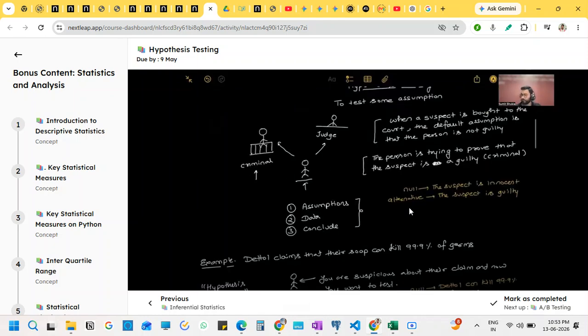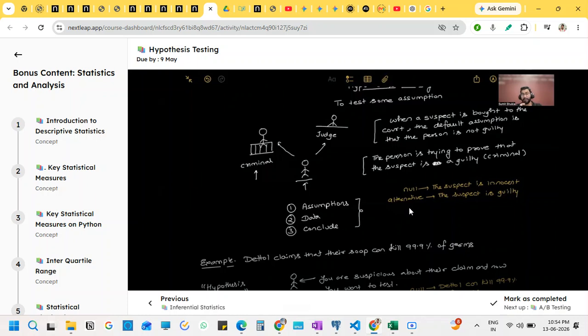If I go to the criminal example, we fail to reject null means we fail to conclude that this person is criminal. But we are not saying that this person is innocent. We are saying that we failed to prove that this person is a criminal, but we are not saying that this person is not a criminal. We are not saying that this person is innocent.